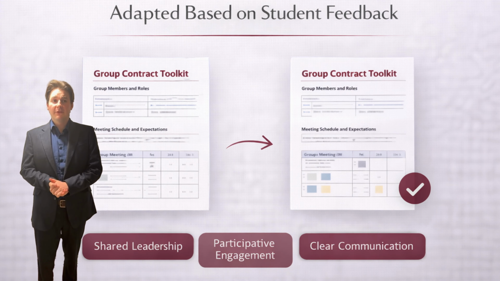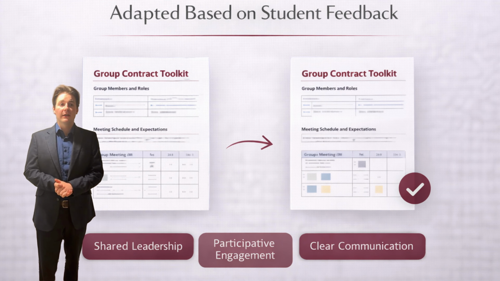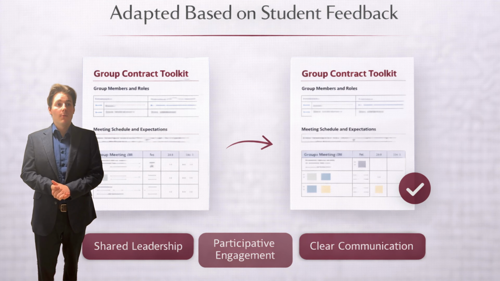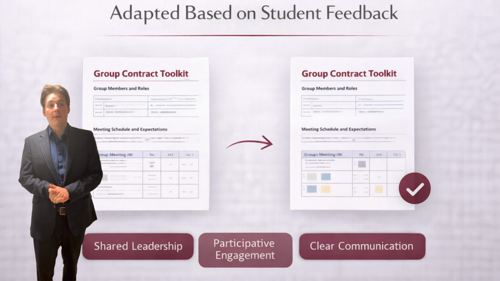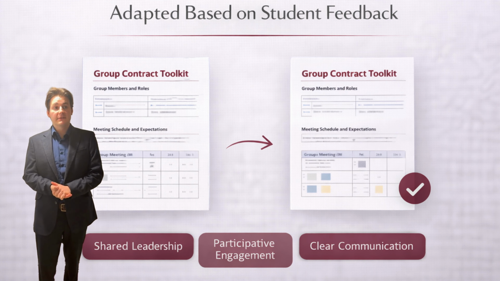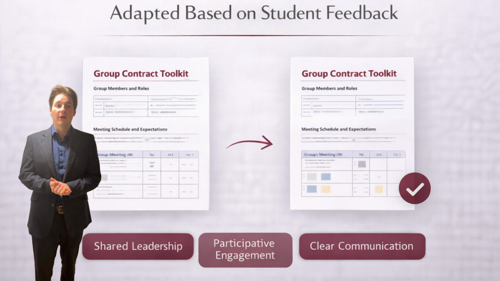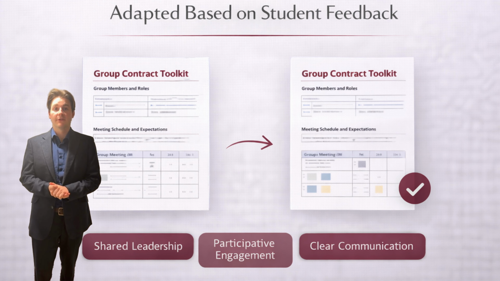We also adapted based on feedback, for example, simplifying parts of our toolkit and emphasizing flexibility, which helped reduce resistance. Overall, by combining shared leadership, engagement, and clear communication, we were able to successfully involve students and implement our solution in a way that felt collaborative rather than imposed.